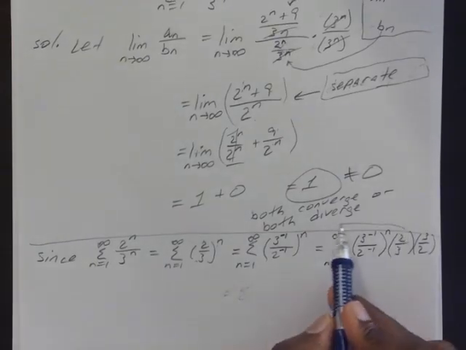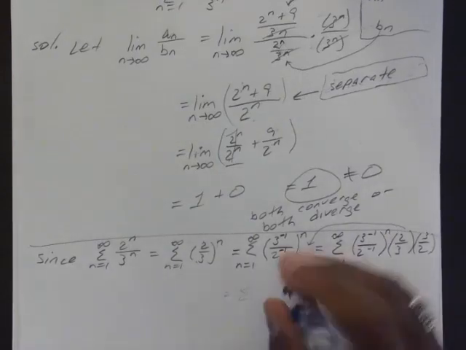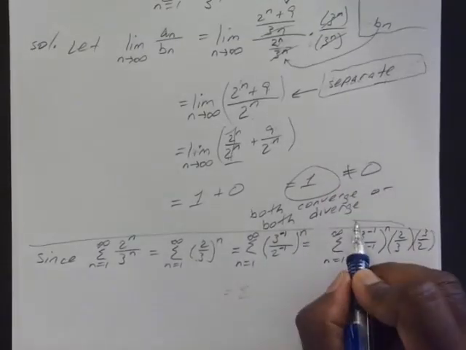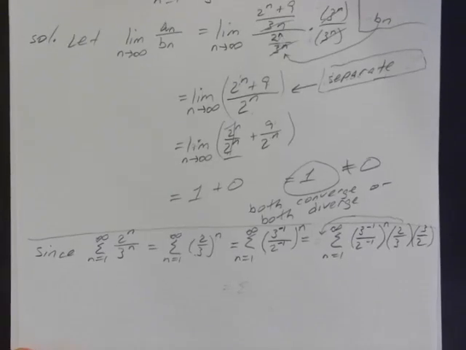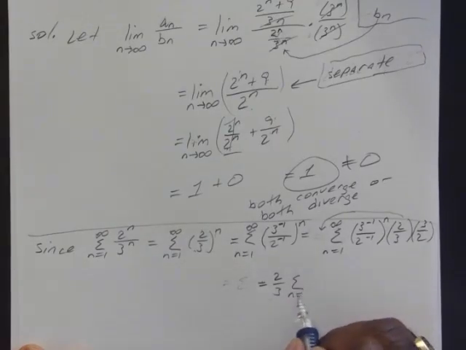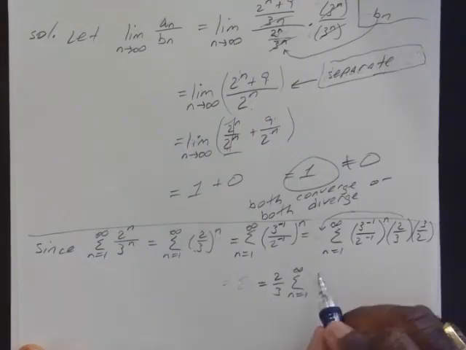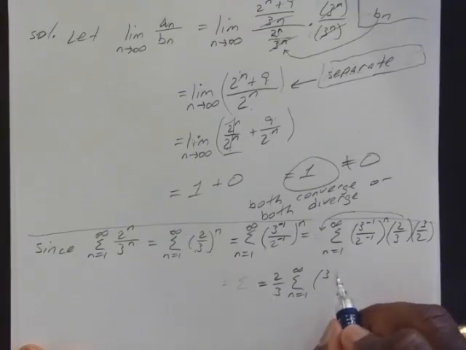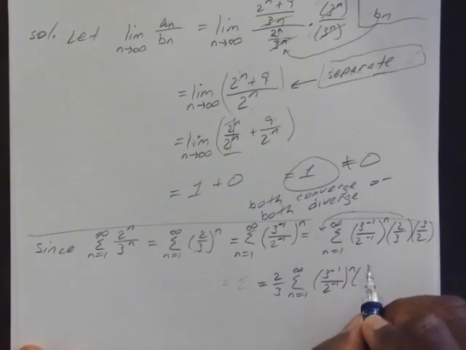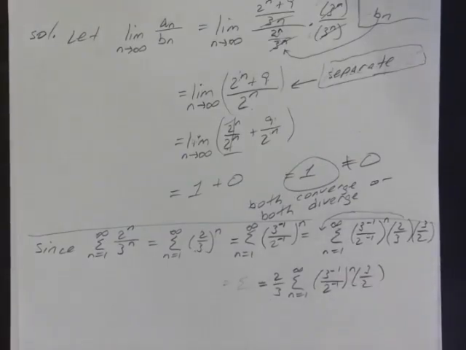This 2/3, we're just going to factor that right on out to the front. So I'm going to factor it right out there. That's going to give us 2/3 times the sum from n equals 1 to infinity of 3 to the negative 1 power divided by 2 to the negative 1 power, to the power of n, divided by 3/2.